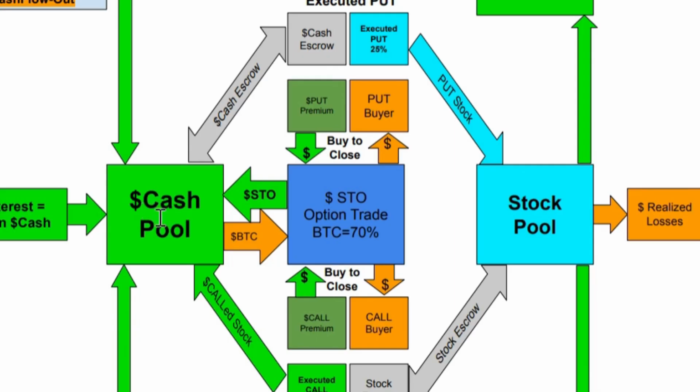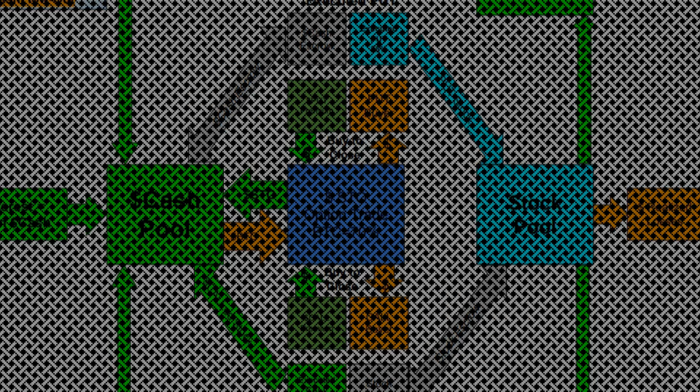The cash that's in my cash pool will be securing, I call it cash escrow just because I'm from real estate, so escrow makes sense to me, but it will be removed from my cash pool and goes into escrow when I sell to open a put option. The buyer of the put option will pay me a premium, which will flow back into my cash. The securing asset will flow out and be escrowed until the transaction is closed or I am put the shares.